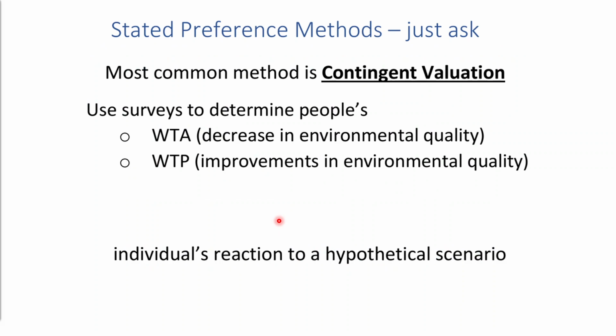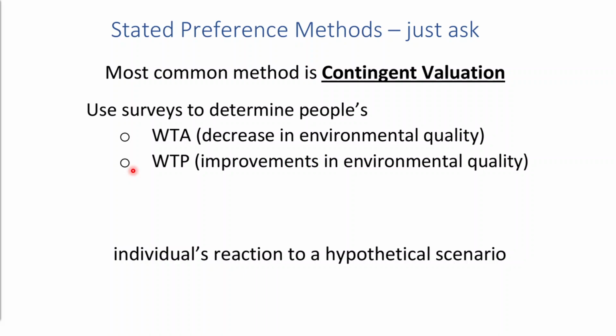The most common method within the stated preference method is the contingent valuation, and this uses survey data to determine people's willingness to accept and willingness to pay. Now remember, these are what economists define as measurements of value. Willingness to accept is how much a company would have to pay you, for example, to drill for oil in your backyard, or how much I would have to pay you to take something away. Whereas willingness to pay is how much you are willing to pay to restore an acre of the rainforest.